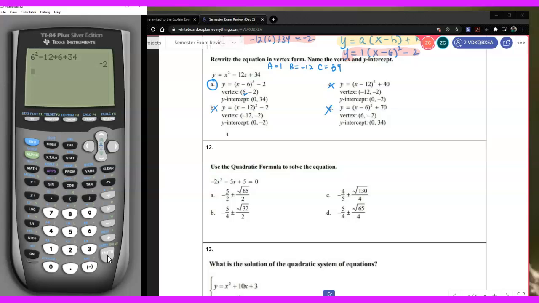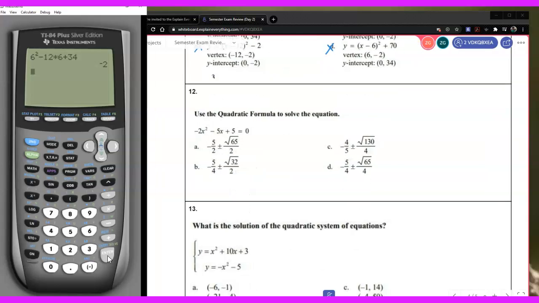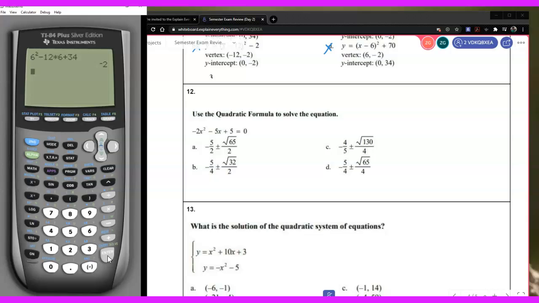Let's go to number 12. It says to use the quadratic formula to solve the equation. So we have x equals negative b plus or minus the square root of b squared minus 4ac, divided by 2a. You know you have to identify a. In this case, it's negative 2. You have to identify b, which is negative 5, and c, which is 5. So all I'm going to do is substitute.